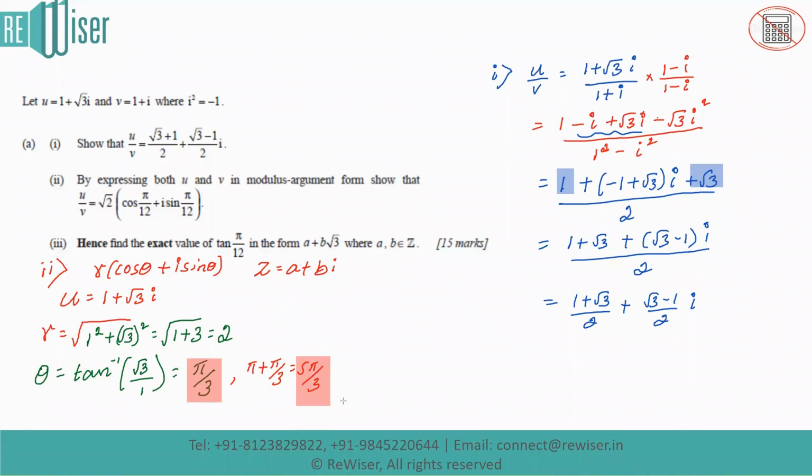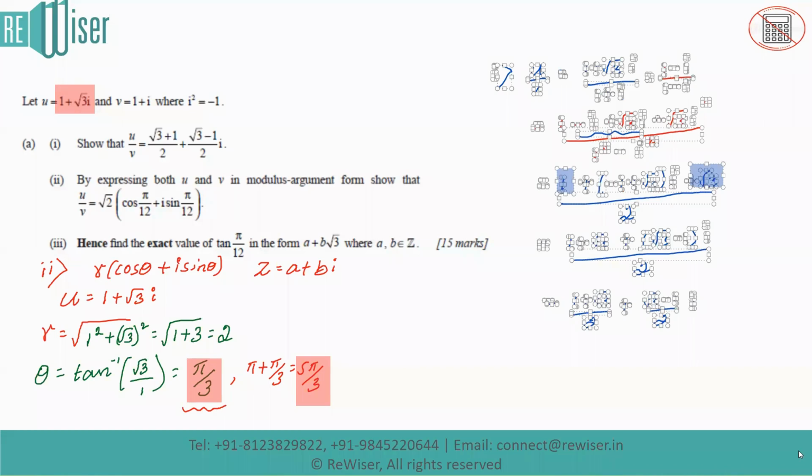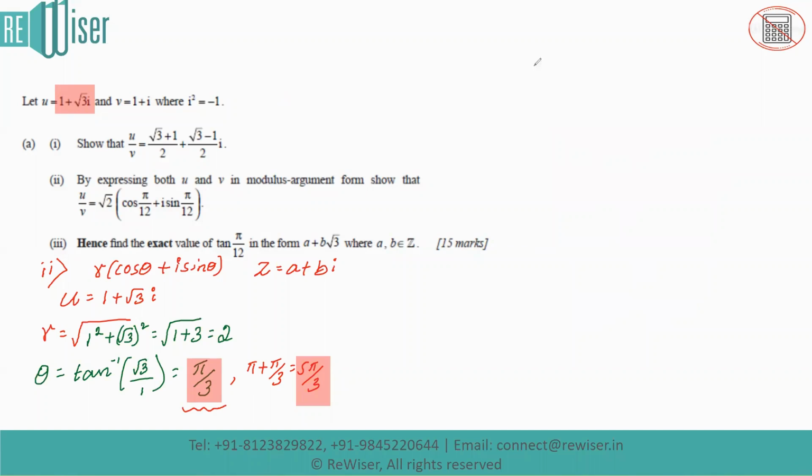So now, out of these two, which one is the right answer? We can figure that out by looking at which quadrant this point would lie in. This point would clearly lie in the first quadrant because both the real part and the imaginary part are positive, and in the first quadrant the angle has to be pi by 3. So that is the reason u can be written in the modulus argument form as 2 times cos pi by 3 plus i sin pi by 3.